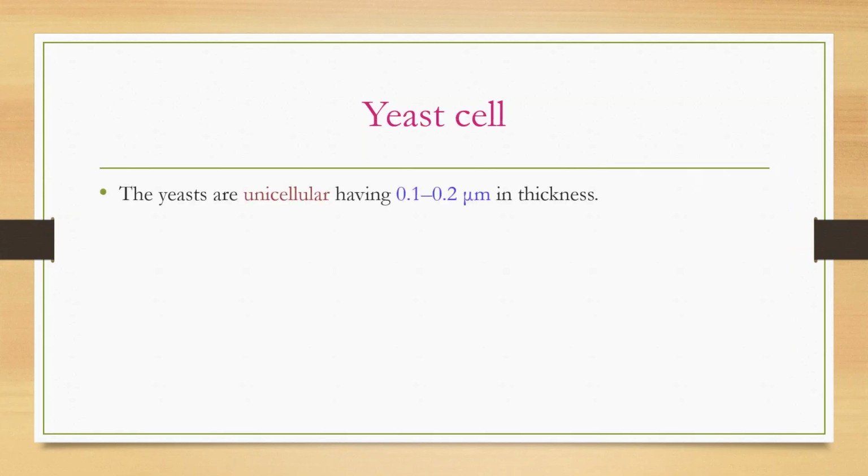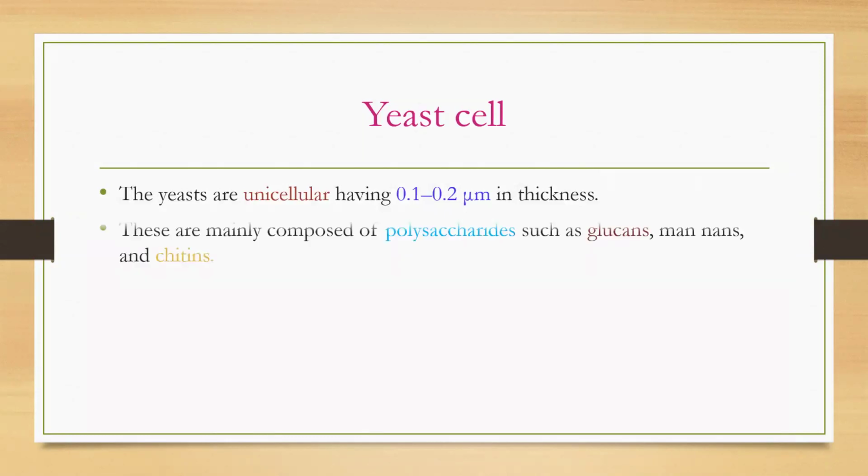The yeasts are unicellular. Uni means only one. Okay, having 0.1 to 0.2 micrometers in thickness. This is the thickness. Thickness is very, very important. 0.1 to 0.2 micrometers thickness.